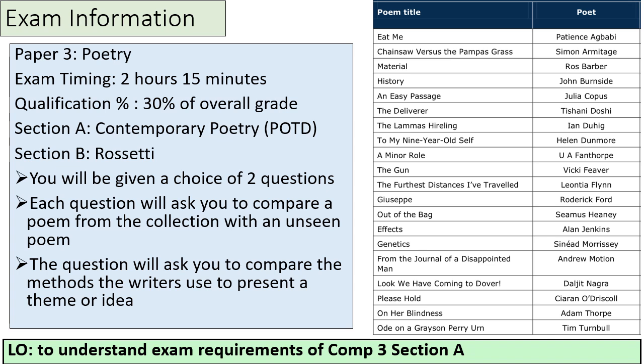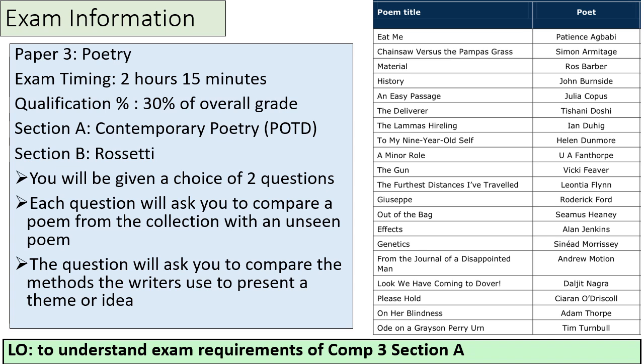It's just your preference. For Section A in particular, you will get asked to compare a named poem, and I've put all the poems that we study on the right-hand side there, with an unseen poem that it is extremely unlikely you will have come across. Or if you have, you must be really into your poetry. I've never come across some of the poems that have come up in the exam so far. Some I have, some I haven't.